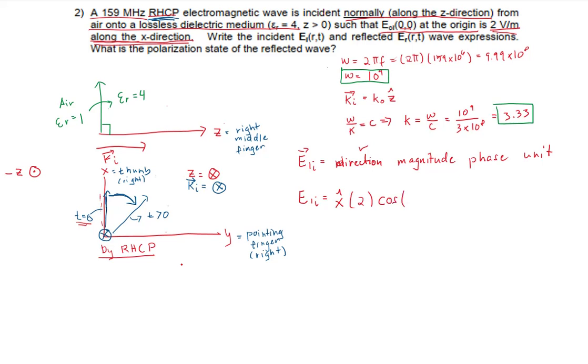And we just put our omega 10 to the 9 t. Now our k is positive 3.33, so this means that this is going to be negative 3.33 along the z direction. Alright, now E2 of I.